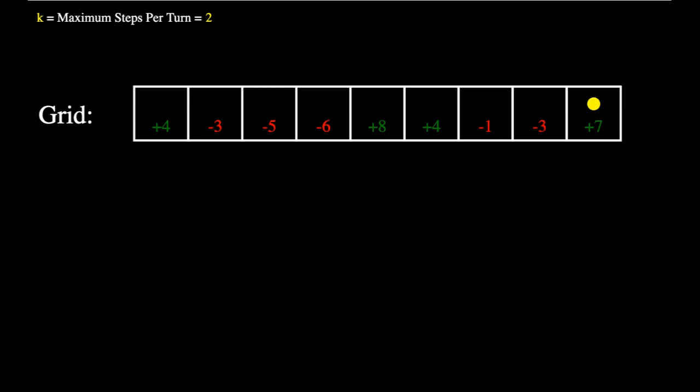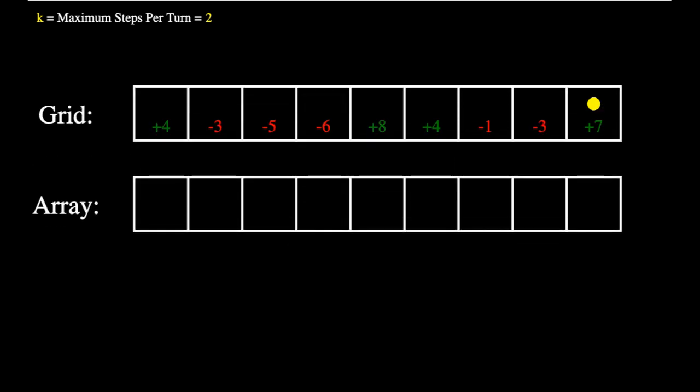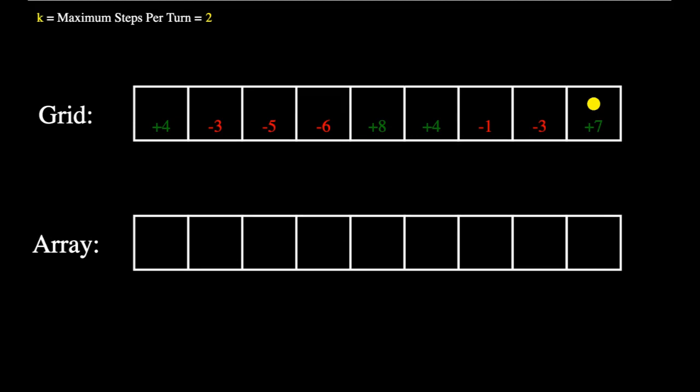Along with this change, we will also add a grid where at position x, we store the optimal score we can obtain if we started from that position. In this example, we're going to start at position 9 with a value of 7. In our second grid, we can call it an array, the last value should be 7, since this is the highest score we can get starting at position 9. Now let's move one step backwards.